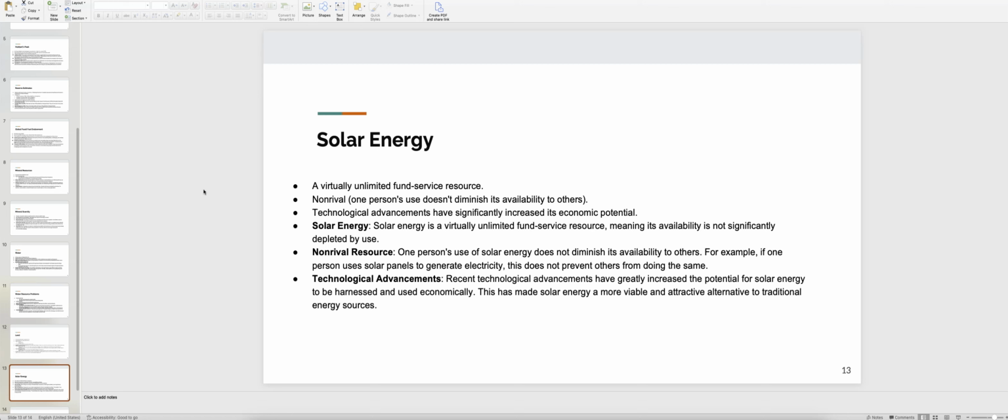And that again gets us to the really exciting resource that we talk about, solar energy, where we're talking about the idea that it is non-rival. It is excludable though, because you have to have the money to be able to afford getting it. But again, the exciting thing about this resource is that it is virtually unlimited in size.